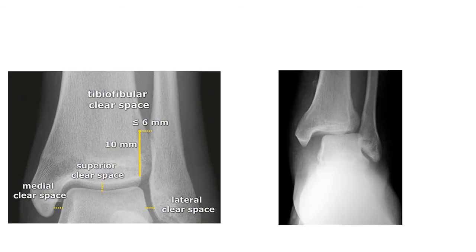We have parameters on the X-ray that will help us to assess the stability of the ankle joint. The medial clear space between the medial malleolus and the talus should be less than 4 mm, and the tibiofibular clear space should be less than 6 mm. Any increase in these spaces indicates syndesmosis injury and instability of the ankle joint with deltoid ligament disruption.